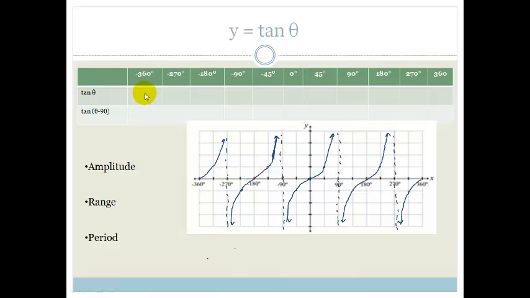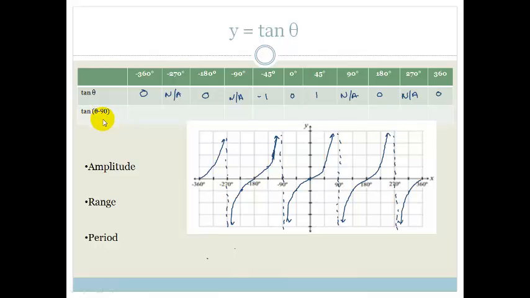So minus 360 is 0, minus 270 is not applicable. Minus 180 is going to be 0 again. Minus 90 is not applicable. Your minus 45 is minus 1. Your 0 is 0, 45 is 1. 90 is not applicable. 180 is 0. 270 is not applicable. And 360 is 0.